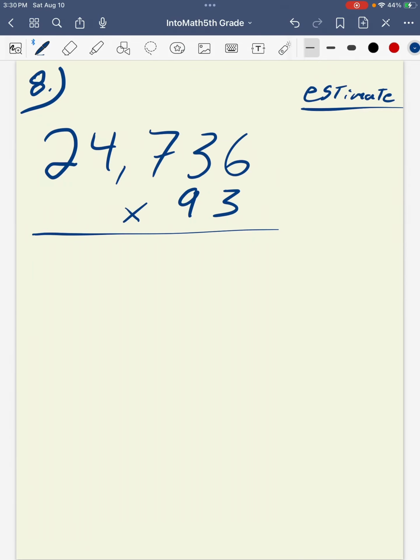For number 8, we're going to start with an estimate of 24,736 times 93.